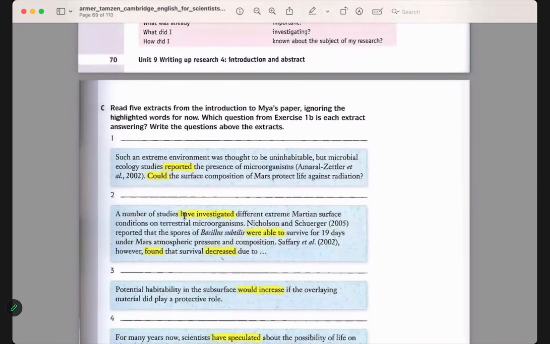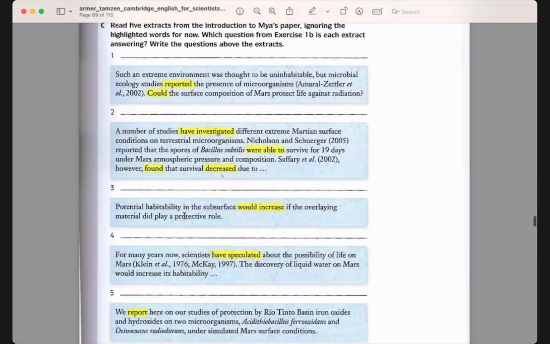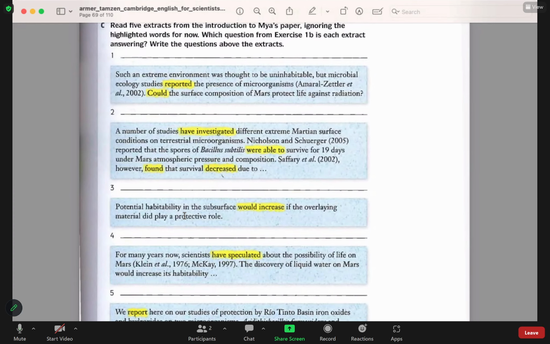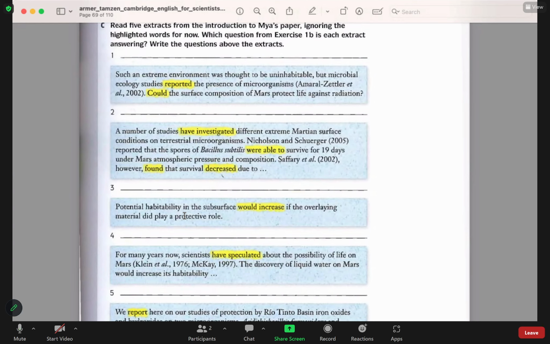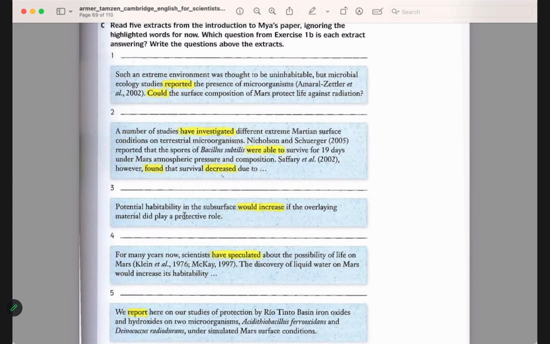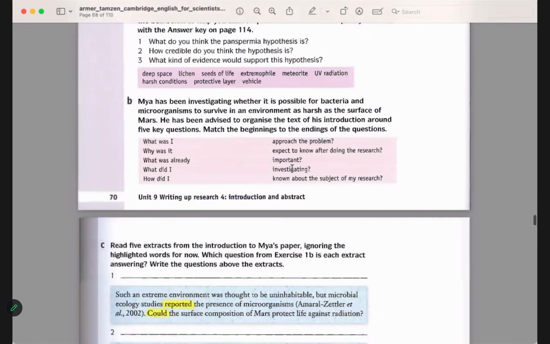And here are 5 extracts from the introduction. According to these extracts, we have to divide these questions between them. Such an extreme environment was thought to be uninhabitable, but microbial ecology studies reported the presence of microorganisms. Could the surface composition of Mars protect life against radiation? Maybe it's about importance. Yes, why was it important? Right, John?